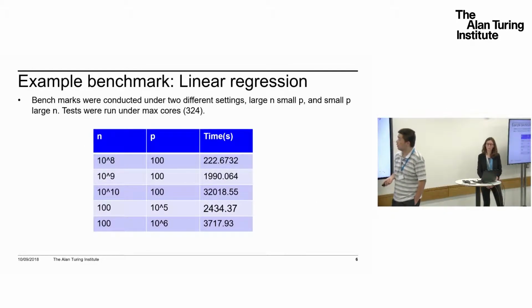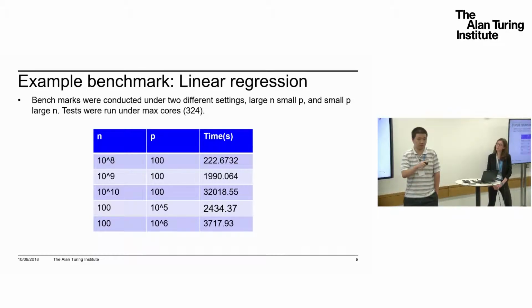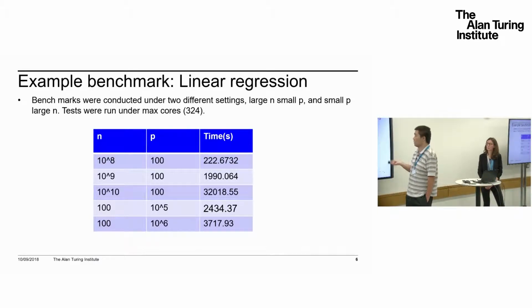This is an example benchmark of linear regression in Spark. Largely we try to do benchmarks under two settings. One is large N and small p. This is when you have a dataset with a very large number of rows, but not very many columns. And the other way around, where you've got large p and small n. I appear to have said the same thing earlier; it's meant to say large p, small n. My apologies. And all these tests were run under the maximum number of cores.